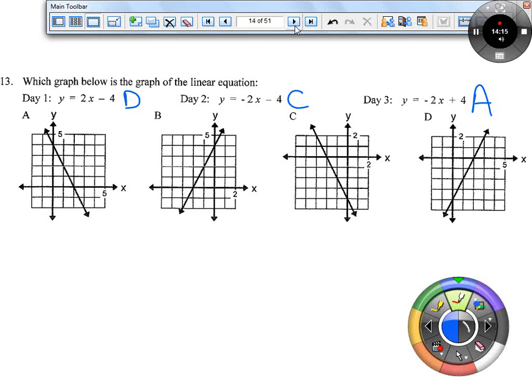Number 13, which one is the graph? You've got to know slope-intercept form really well. If you look at day 1, we're talking y equals mx plus b here. The y-intercept is negative 4, so just look for the graph that has negative 4 where it crosses the y-axis, so right here. And then the slope, you can tell, is 2, or 2 over 1. So you go up 2 over 1. Makes sense if that's the line.